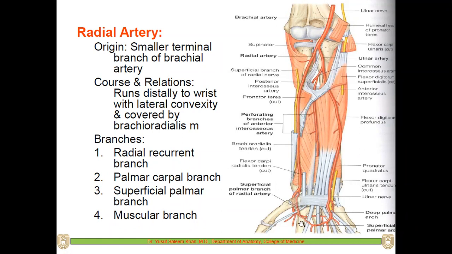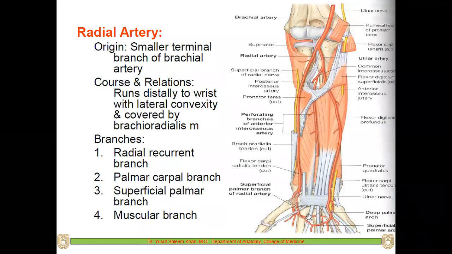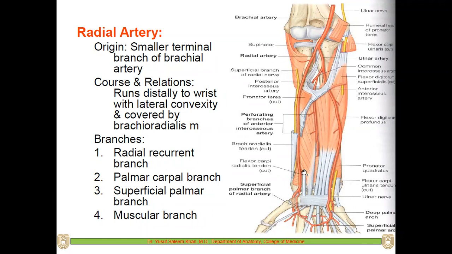One of the branches will come superficially and supply the front, anastomosing with the ulnar artery. That will be called the superficial palmar branch. Then it will be giving some muscular branches, then carpal branches, and it will give muscular branches in the arm as well as in the hand. Okay.